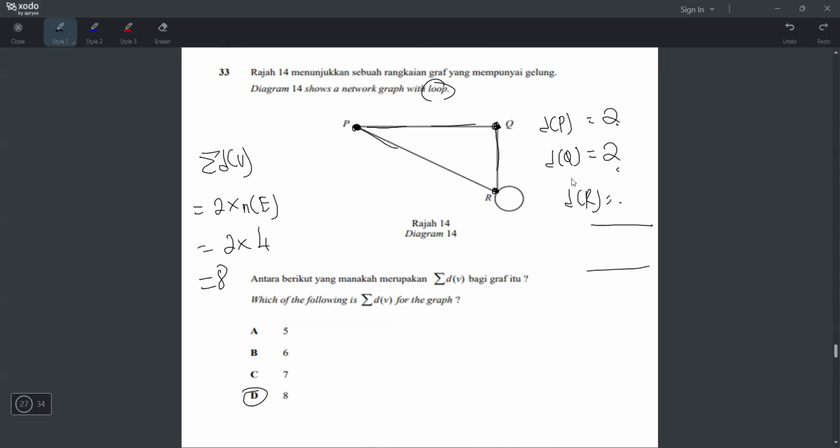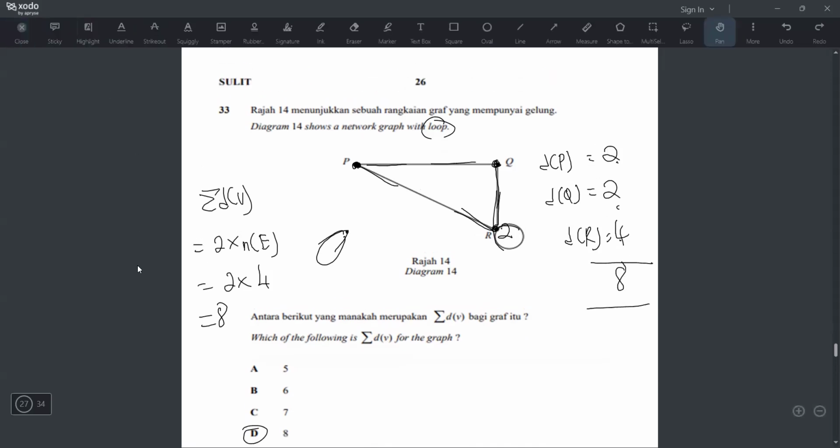How many edges are connected to vertex R? 1, 2, 3, 4. Remember I told you the degree of a loop is 2, right? But when you count how many edges, it is only one edge. For a loop, when we count edges it's just one edge. But if you want to count degree, it counts as two. So in total the degree of the loop here is 2 and then 3, 4 like this, right? And when you add everything up you get 8 also. So it's the same answer.